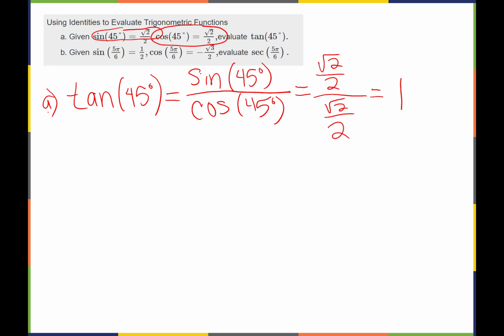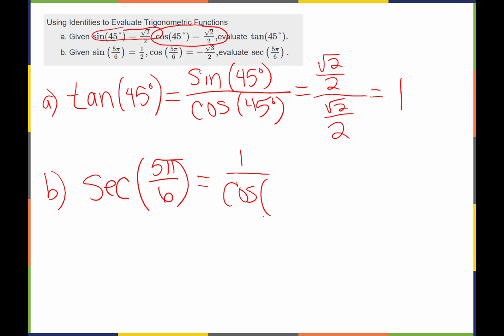That was part A. Part B, we're given that the sine of 5 pi over 6 is equal to 1/2. The cosine of 5 pi over 6 is equal to negative square root of 3 over 2. And we're going to evaluate the secant of 5 pi over 6. I know that secant, using my fundamental identity, is the reciprocal of cosine. So the cosine of 5 pi over 6 is what I'm going to put in the denominator here. I'm going to take 1 over cosine of 5 pi over 6. That is the same thing as secant of 5 pi over 6.